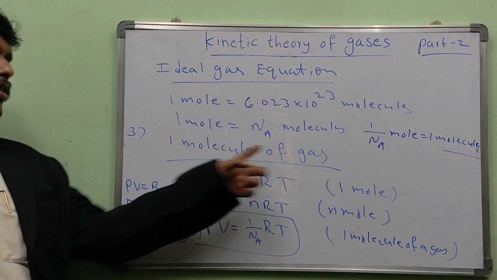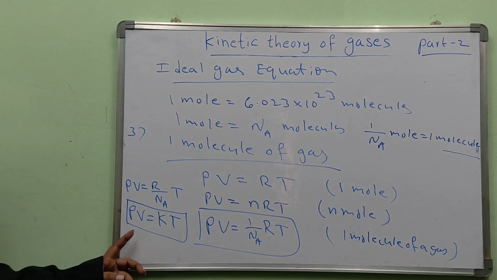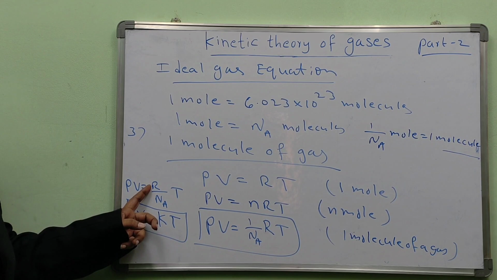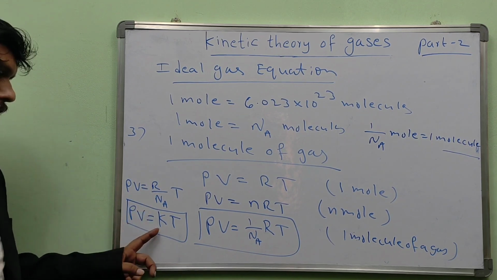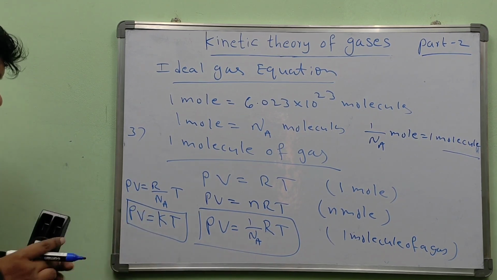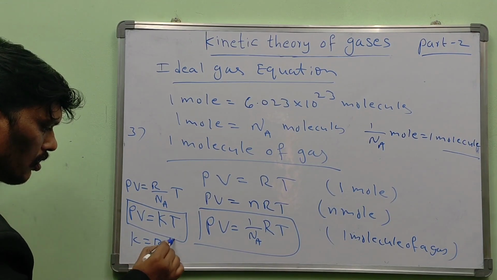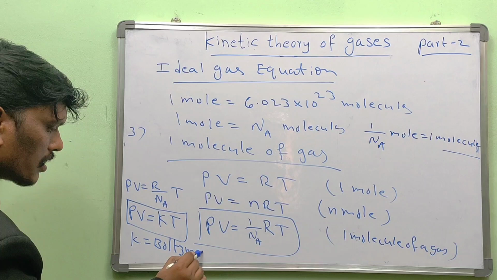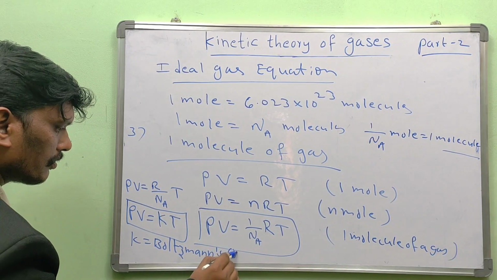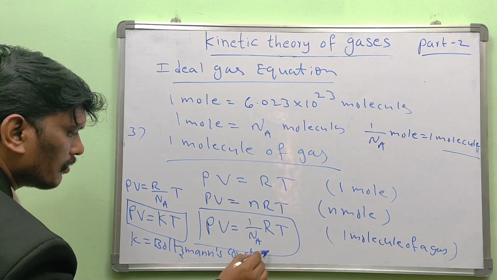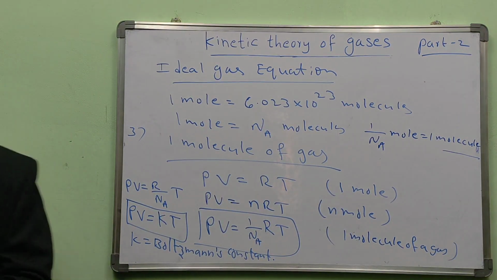For one molecule of a gas, how to write the ideal gas equation? PV is equal to KT. What is K? R by Na, the ratio of the universal gas constant to the Avogadro number, that is known as Boltzmann's constant. Note it down, students.